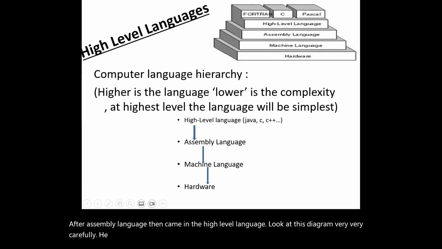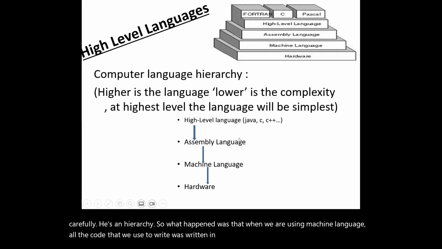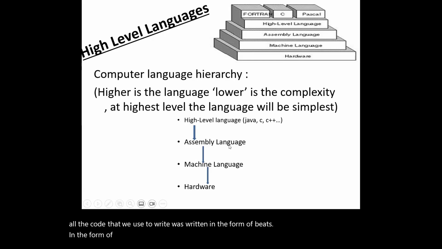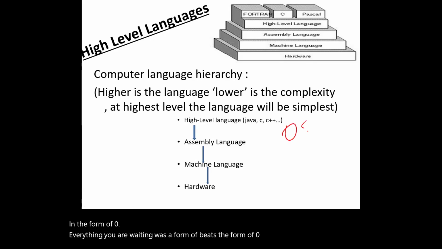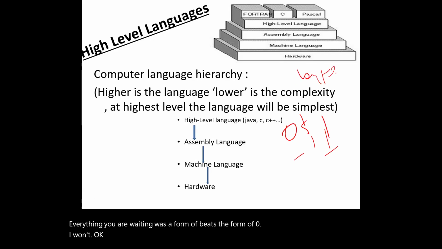It's a hierarchy. So what happened was that when we were using machine language, all the code that we used to write was written in the form of bits, in the form of 0 and 1. Everything you were writing was in the form of bits. Okay?